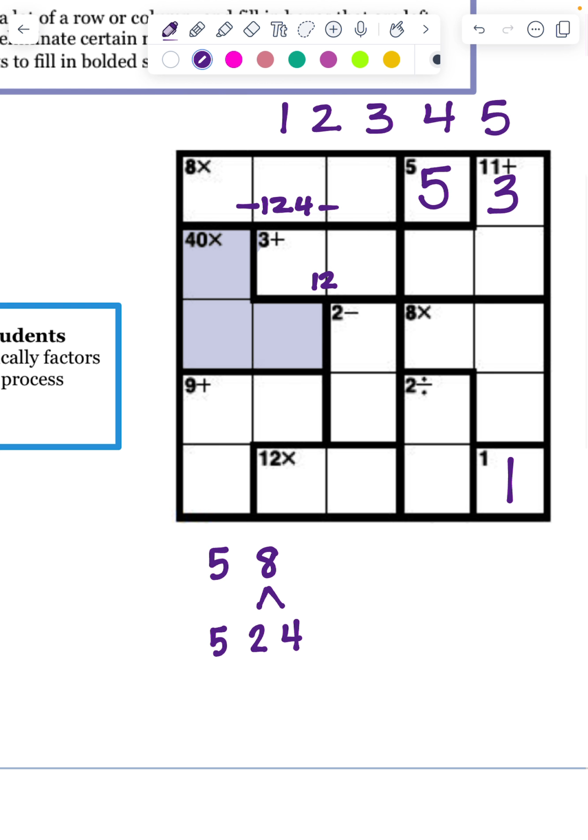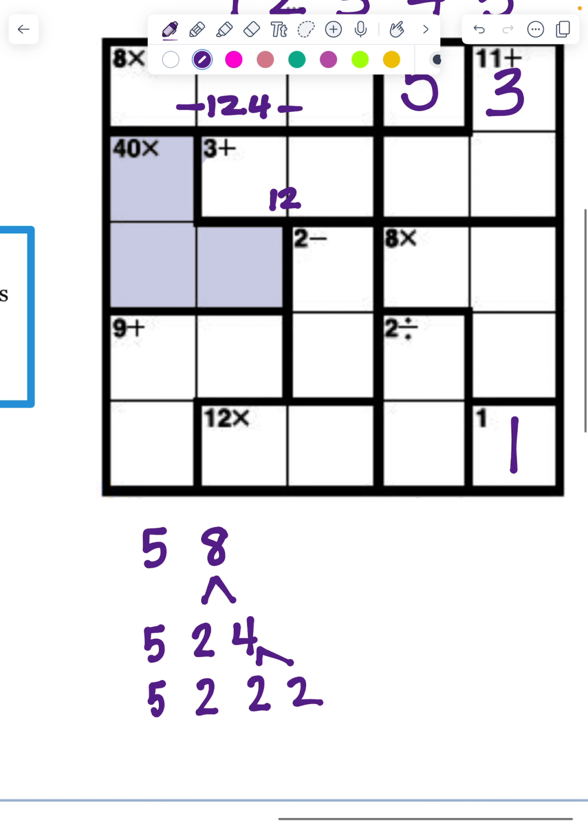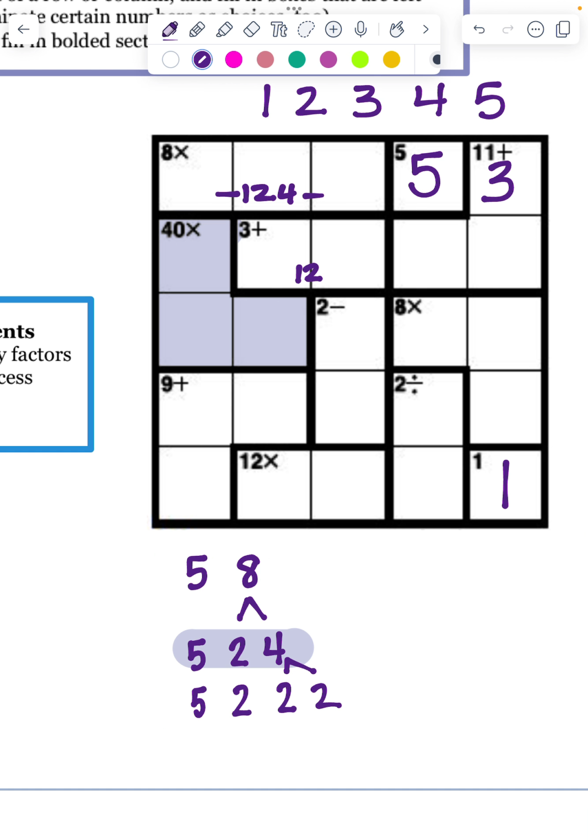Now, if this section was bigger, I could even break it down further. I could do 5 times 2 times 2 times 2 if this box had a 4th square in it, but it doesn't, which means that if we're thinking of this as sort of a factor tree, we've broken it down as far as we can go. So 5 times 2 times 4 is the only way that we can break down that 40 times. Now still, I don't have an idea yet of where those numbers are going to go. So right now, we're just going to leave that alone.